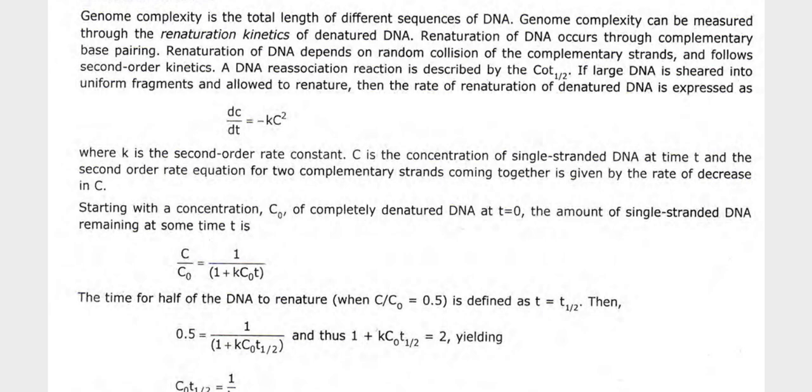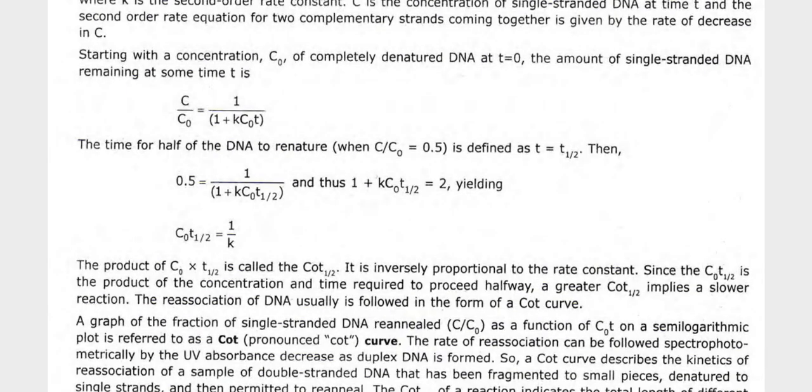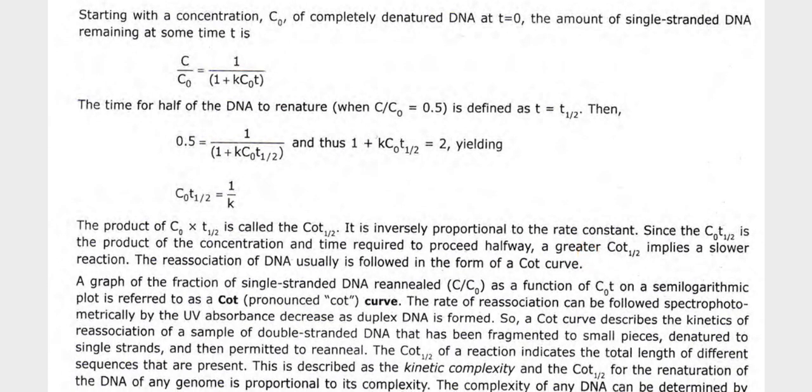C is the concentration of single stranded DNA at a time t, and the second order rate equation for two complementary strands coming together is given by the rate of decrease in C. Starting with the concentration C0 of completely denatured DNA at t = 0, the amount of single stranded DNA remaining at some time t is C/C0 = 1/(1 + kC0t). The time for half of the DNA to renature, when C/C0 = 0.5, is defined as t = t half.